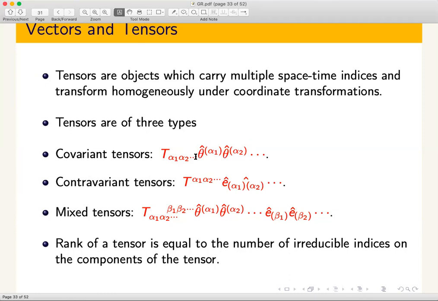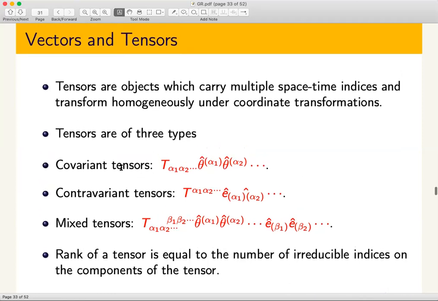Tensors carrying more than one index are quadratic or cubic in theta hats or e hats. As a result, they do not really belong to tangent space or cotangent space, but they belong to products of tangent spaces and cotangent spaces. We'll come to that in a moment.